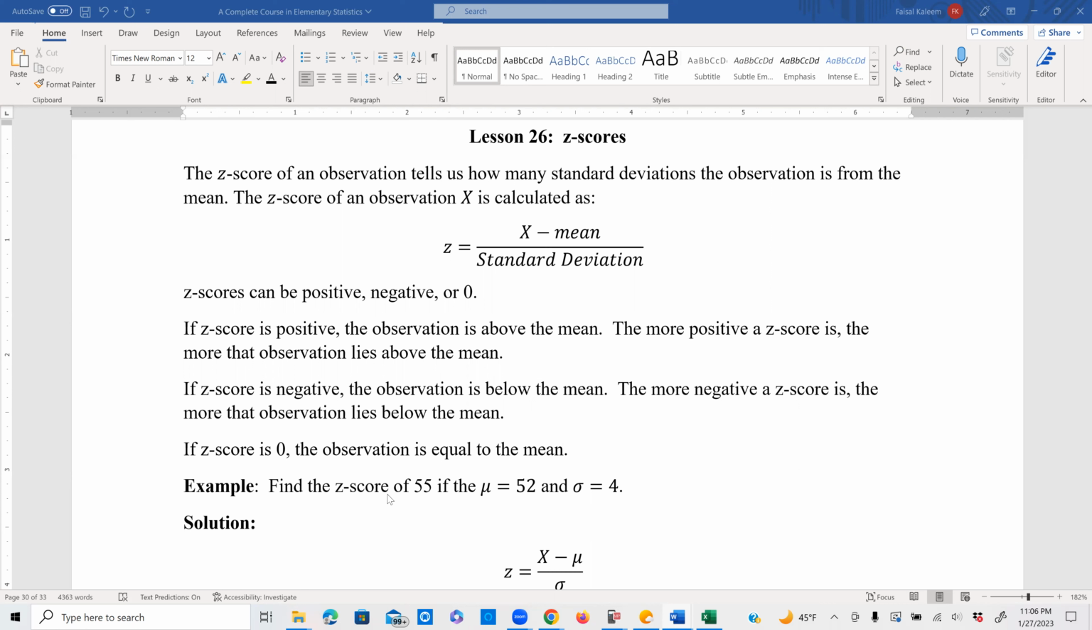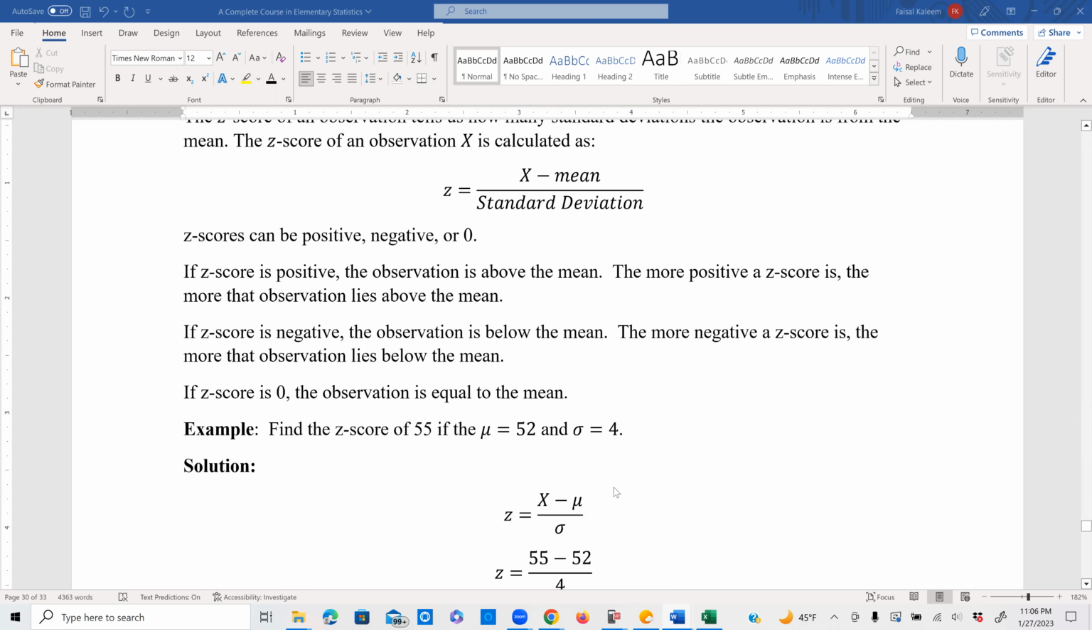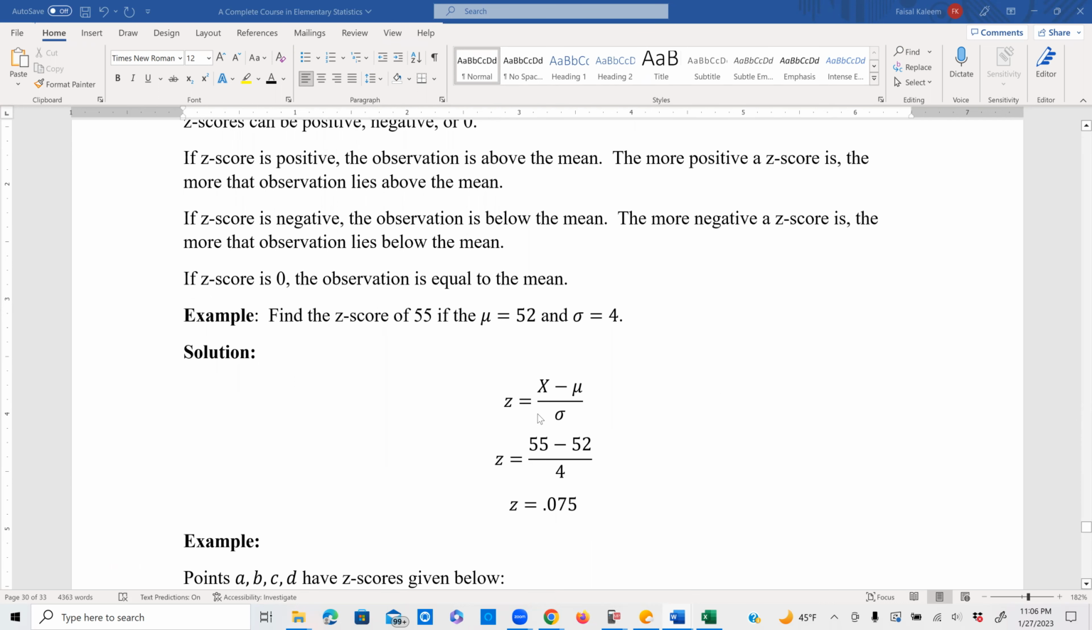Example: find the z-score of 55 if the mean is 52 and the standard deviation is 4. So z is equal to x minus mu over sigma. And 55 is the x in this case because that's the value whose z-score we want. So 55 minus the mean, which is 52, divided by the standard deviation, which is 4. So that is actually 0.75, not 0.075.